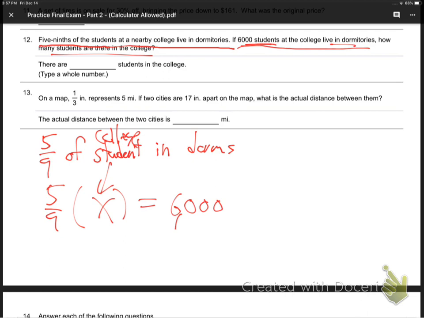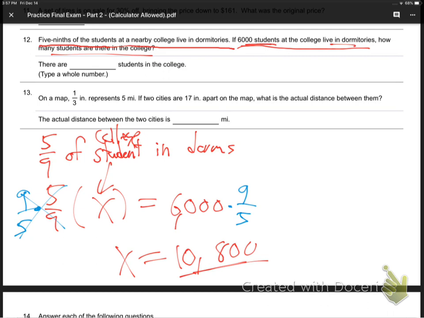How do you solve that equation for X? Multiply by the upside down, the reciprocal. Cancels, cancels. X equals 6,000 times 9/5. I'm getting 10,800 students in the college.